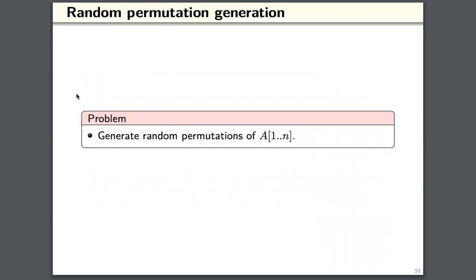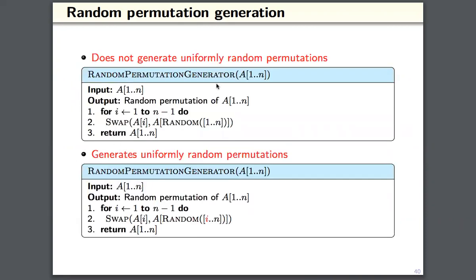Let me quickly cover one more problem and then we will move to the next design technique. Suppose you want to generate random permutations of a given array. So what's the best way? If you think in a naive way, you can have a loop from I equal to 1 to n minus 1, swap the ith element with a random element of the entire array.